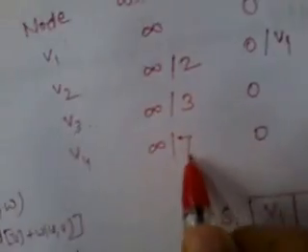Now there is only one option left, the v4 node, so we make the v4 node permanent. The distance of the v4 node is 7 and it is permanent. Now the final figure is the traversal from v1 to v4. The distance from v1 to v2 found by the algorithm is 2, and from v2 to v4 found by the algorithm is 5. So the total distance is 2 plus 5 equal to 7. This is Dijkstra's algorithm.